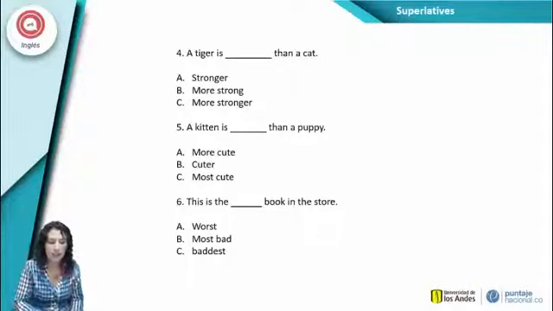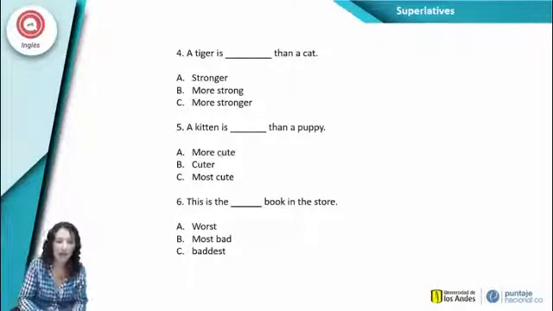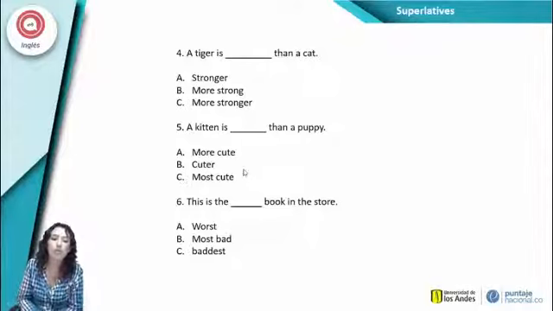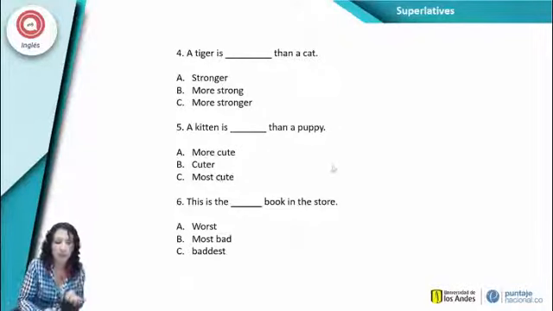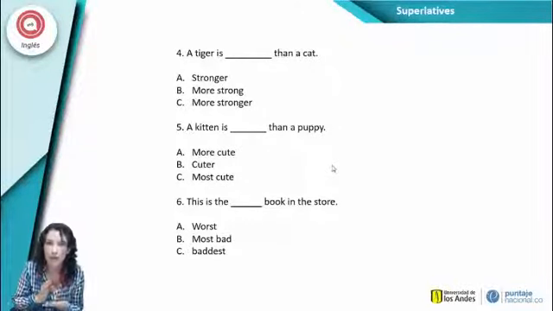No entendieron las 5. Porque cute es lindo, primero que todo. Entonces, a kitten, que es un bebé gato, is cuter than a puppy, que es un bebé perro. A puppy and a kitten. Entonces, no podemos decir more cute, porque cute solamente tiene dos sonidos, ¿no es cierto? Y no podemos decir most cute tampoco. Tenemos que decir cuter.